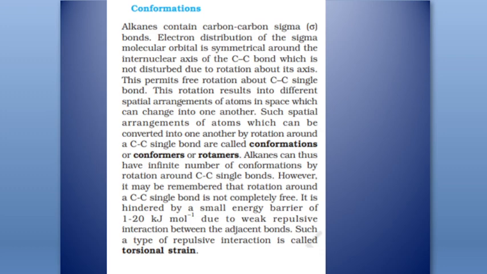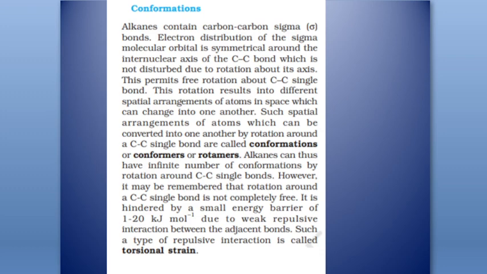Next come to the conformation of alkanes. Alkanes contain carbon-carbon sigma bonds. Electron distribution of the sigma bond molecular orbital is symmetrical around the internuclear axis of the C-C bond, which is not disturbed due to the rotation about its axis. This permits free rotation about C-C single bond. This rotation results in different spatial arrangements which can change into one another.